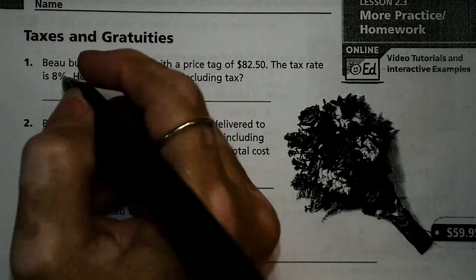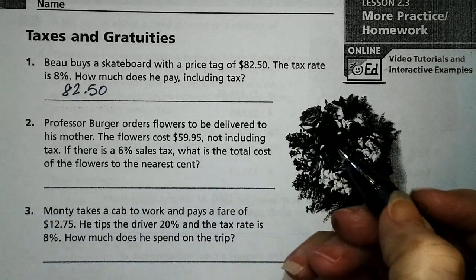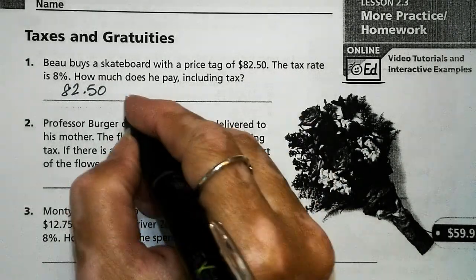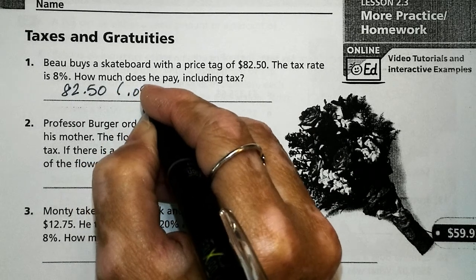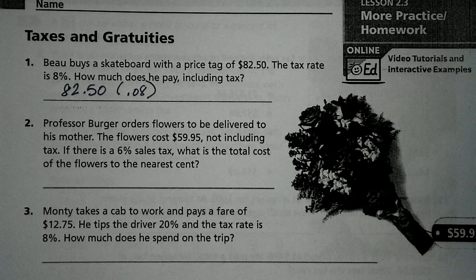Multiply what? The original and the percent. Okay, so that would be what? 0.08, correct? Alright, so then what do we get?